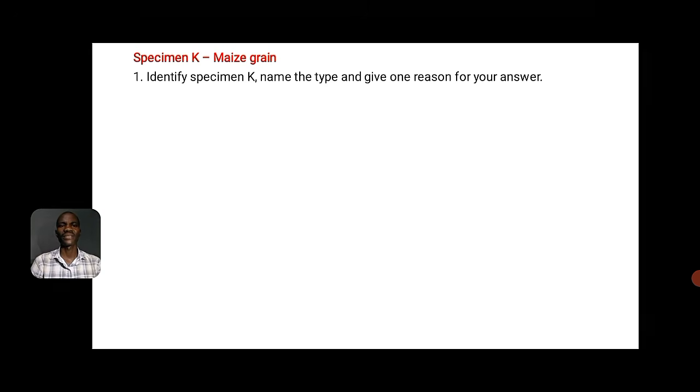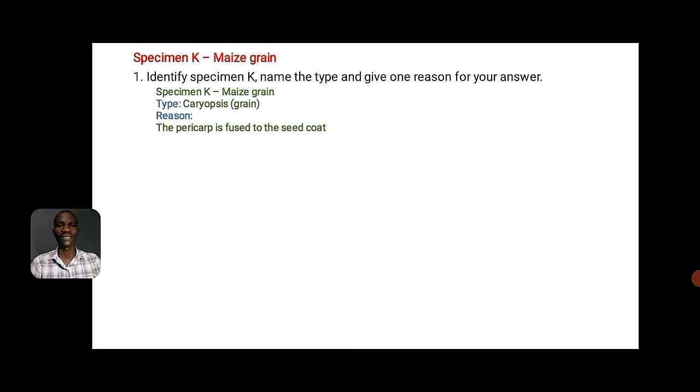So specimen K, we have specimen K, and that is maize grain. So identify specimen K, name the type of fruit, and give one reason for your answer. K is a maize grain. And then the type of fruit, it is a Caryopsis, a simple fruit, but belongs to the Caryopsis.